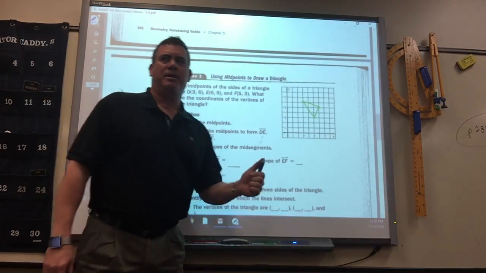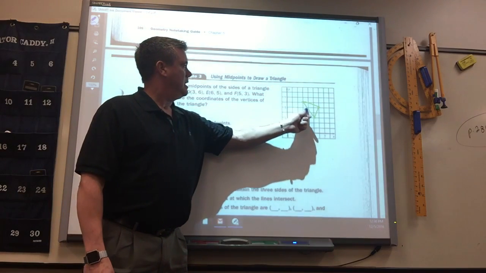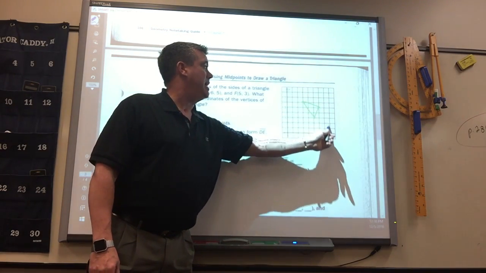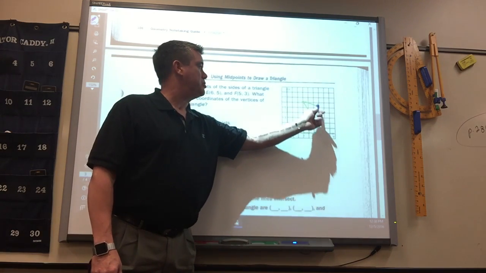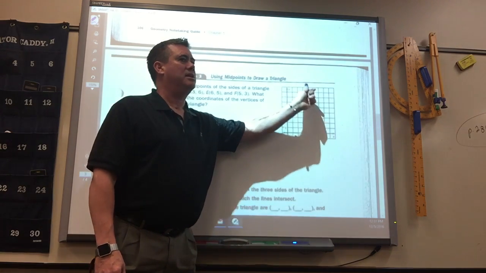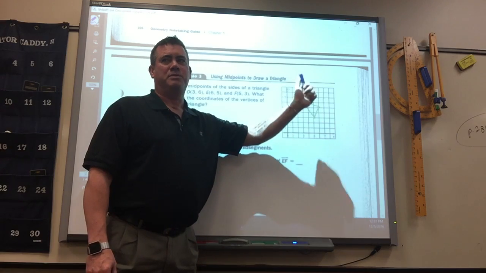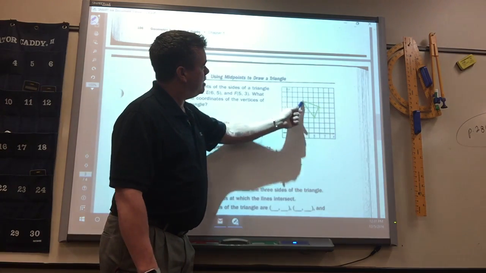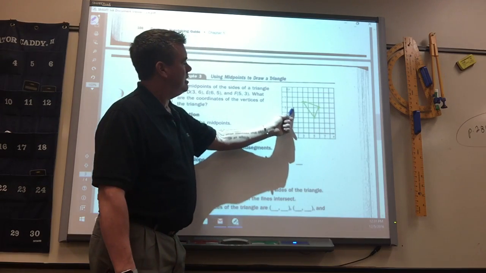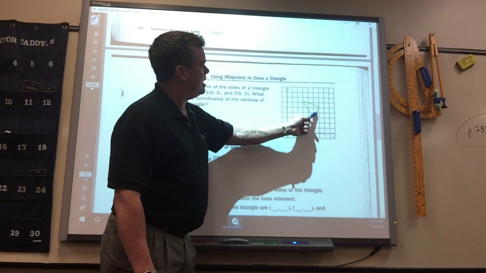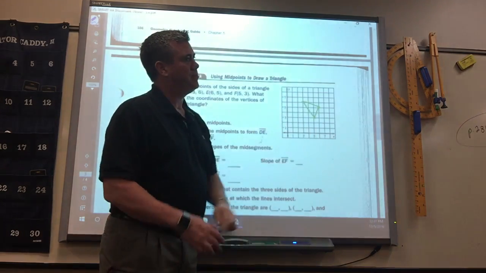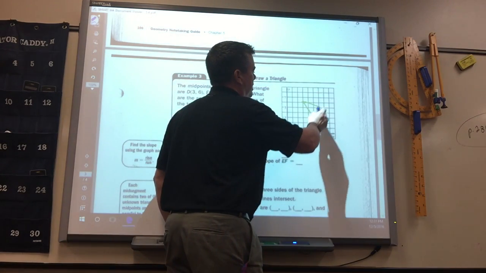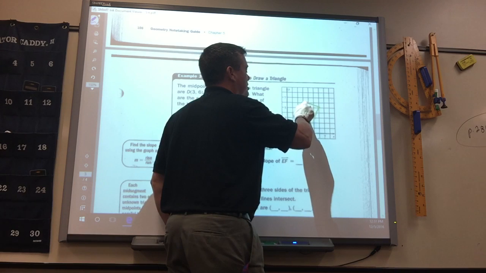So what you got to remember now is this is the mid segment to this side. So whatever goes through this point is going to be twice as long as that and parallel, which means you got to have the same slope. This side right here is going to go through this line. And this side here would go through that line. So it doesn't matter which one you start with. If I do this one here, it's going to go through this line.